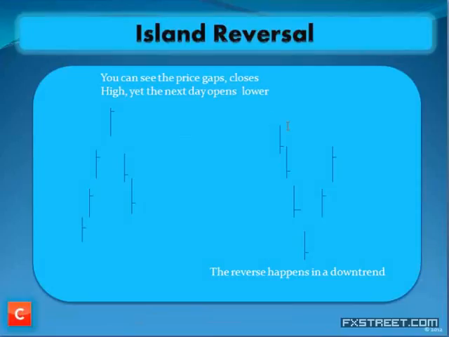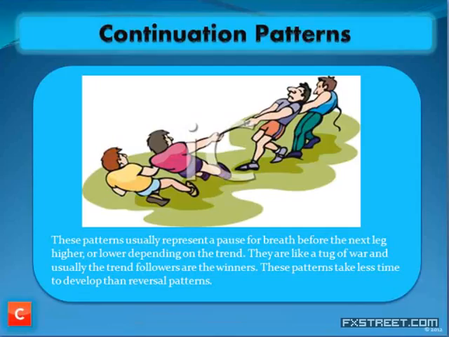So anyway, the same applies in a downtrend, okay? Down we go, we gap lower, we open higher above the previous day's high, and that's a key reversal, an island reversal, okay? That's quite good.